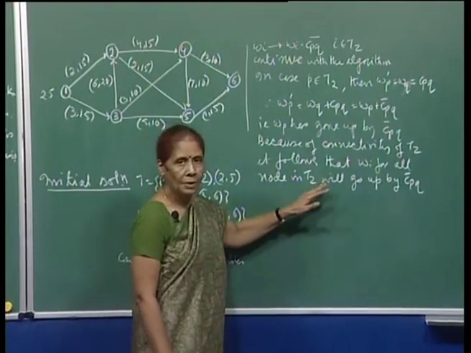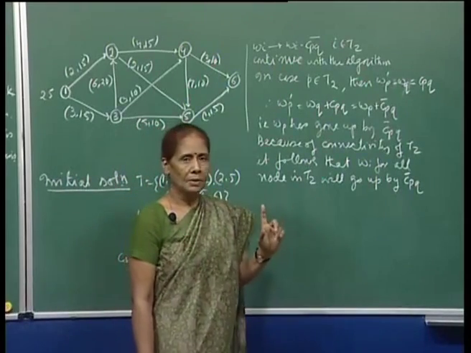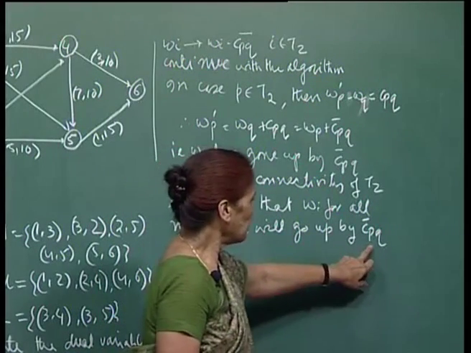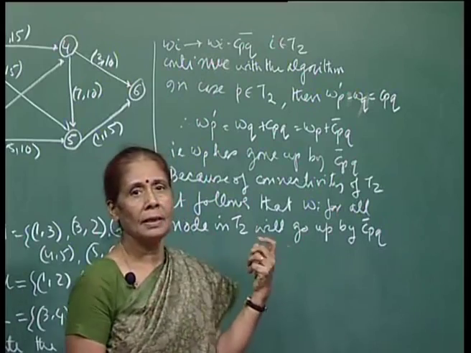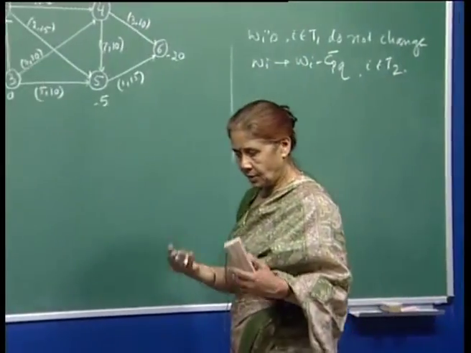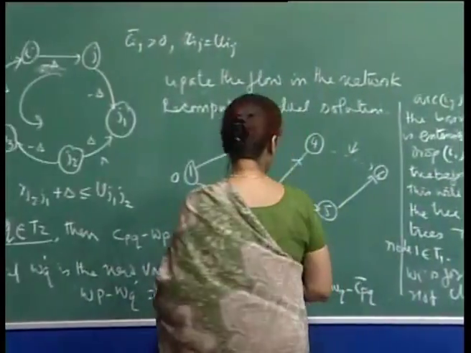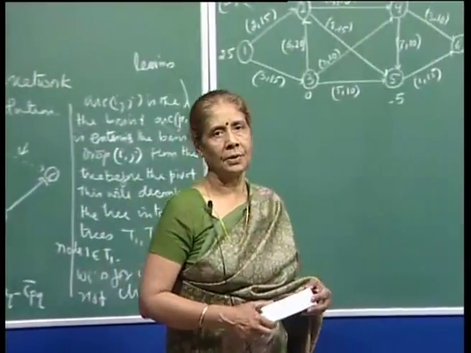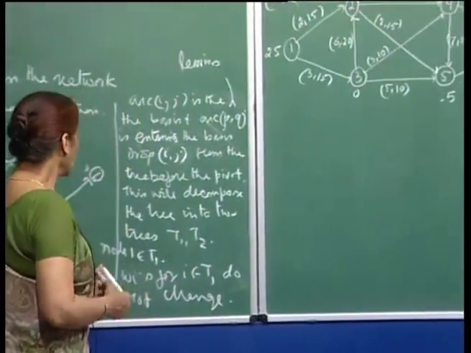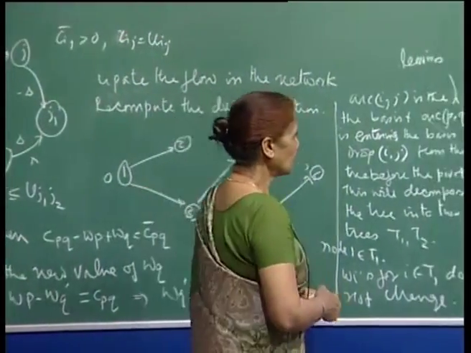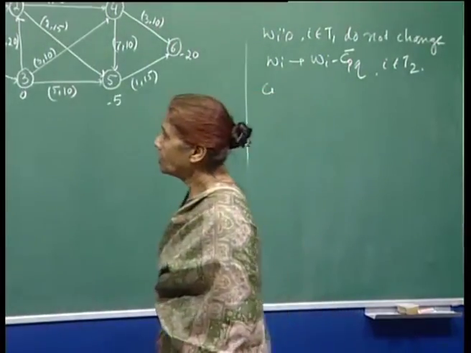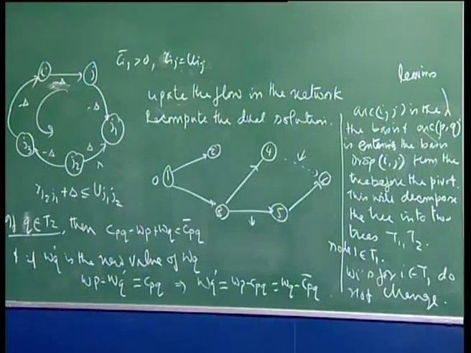If you remember this simple formula, then you do not have to recompute the dual variables for all the nodes; you only have to recompute them for the nodes in T2, and the formula is simple. If P belongs to T2, then the values go up by C̄PQ, and if Q belongs to T2, then they reduce by C̄PQ for i belonging to T2. So it is a real shortcut to recomputing your dual solutions. Here again we are taking advantage of the structure of the problem, exploiting it and simplifying our computations. Then we continue: update your flow in the network, recompute the dual solutions, and continue with the algorithm.